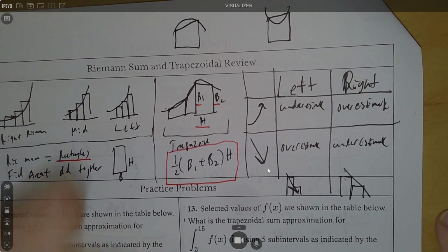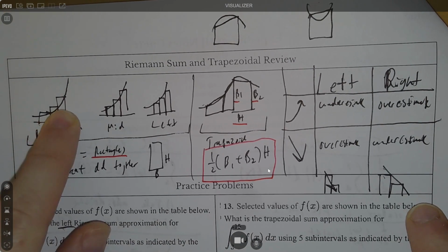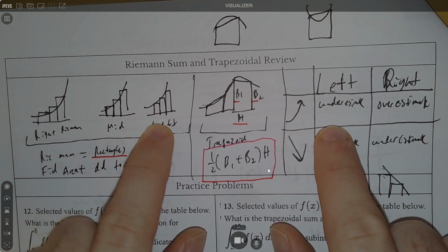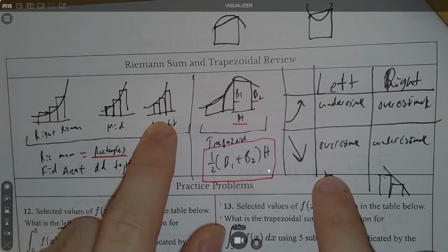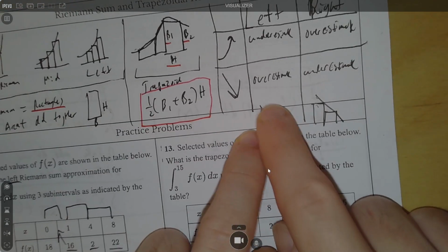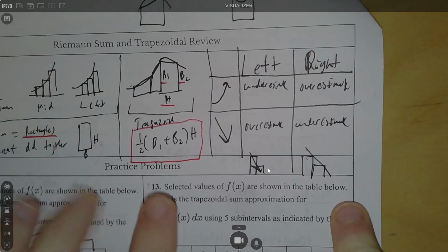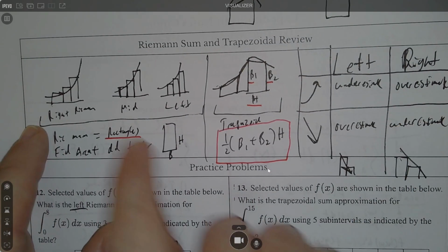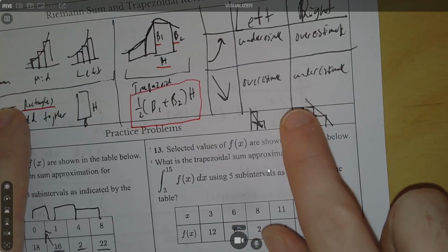You can also do this by drawing. If that function is increasing, like this one here, and it is a left Riemann sum, that will be an underestimate. You see here the gaps that you have, that's an underestimate. Whereas if it's decreasing, like this one down here, but it's a left Riemann sum, it'll be an overestimate. Similarly, for a right Riemann sum, it's an overestimate if it's increasing like this here, but it's an underestimate if it's decreasing like this one here.